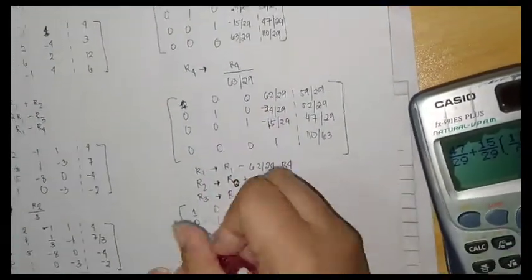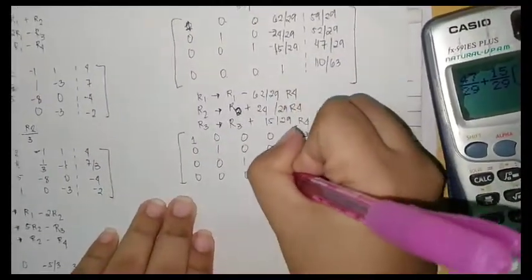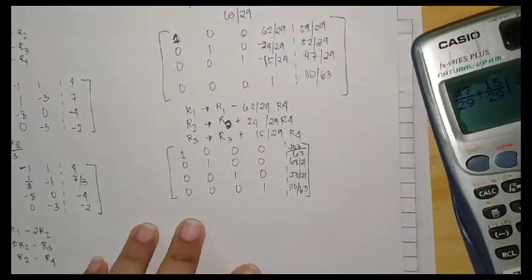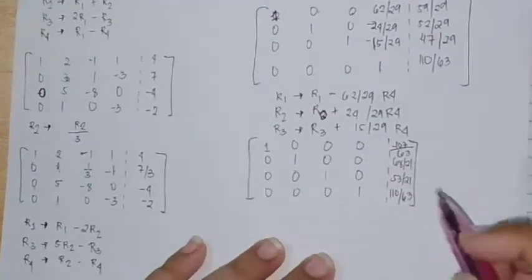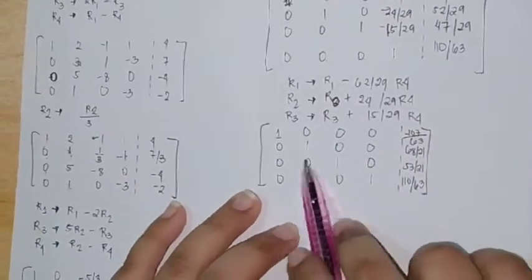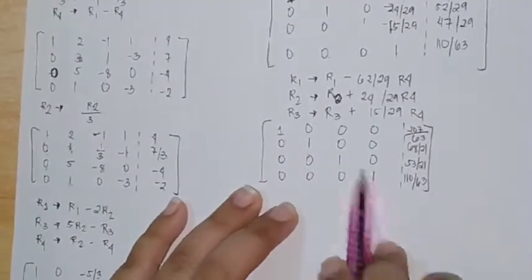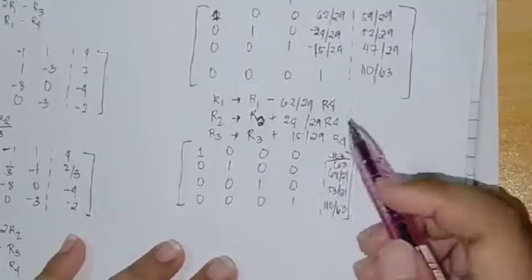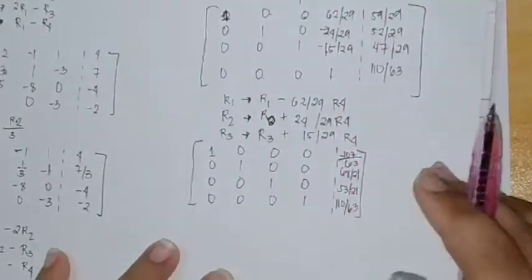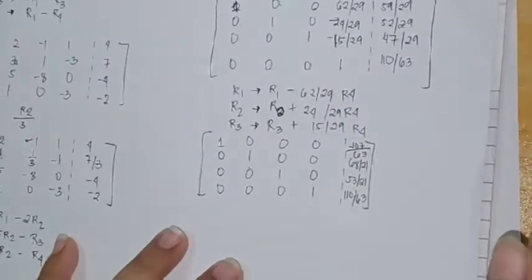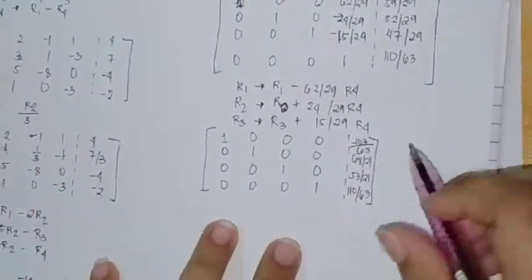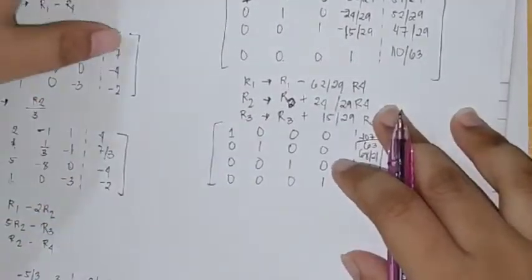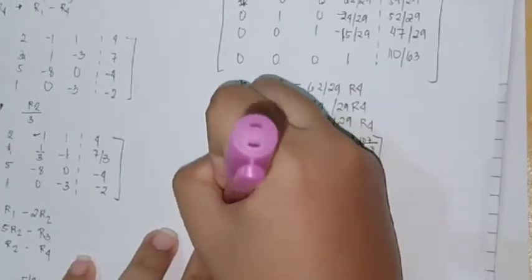So for the R4, we're just going to copy 110 over 63. So since we are now at our expected result, with the diagonal and the other elements equal to 0, to make sure the whole problem is true, we are going to check this by substituting these values of the augmented area into the given equations. So, checking.